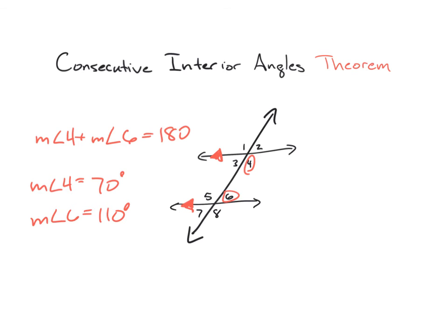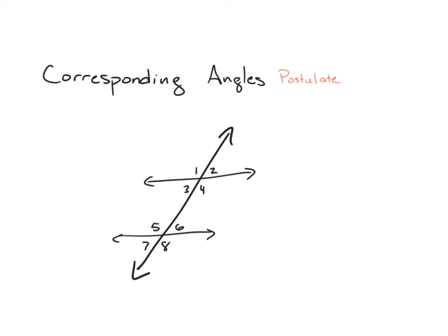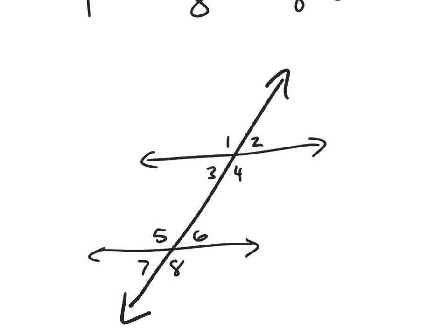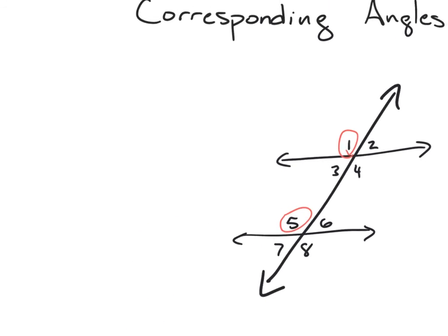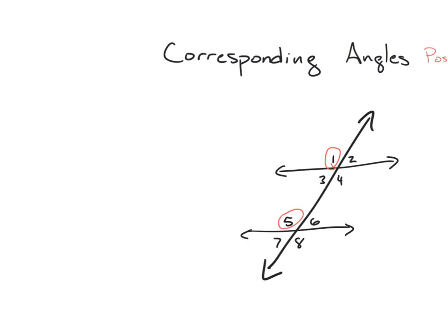And the last one is the corresponding angle postulate. So let's look at an example of corresponding angles here. 1 and 5 are corresponding. Corresponding angle postulate, remember the difference between a postulate and a theorem: it's kind of the same thing except a postulate does not need to be proven. It's assumed to be true. It's kind of like common mathematical sense. But angles 1 and 5 will be congruent.